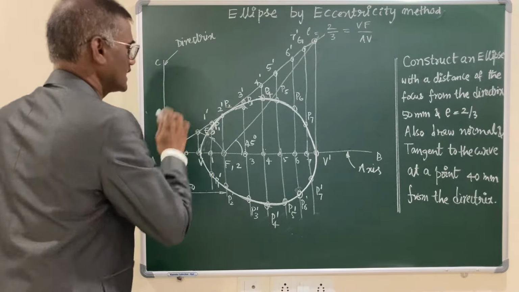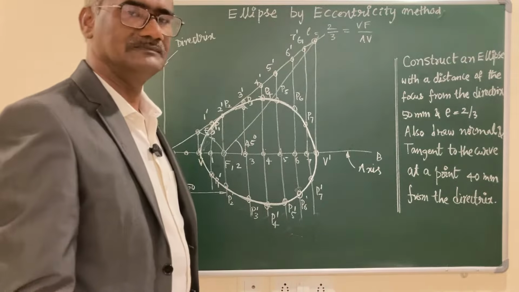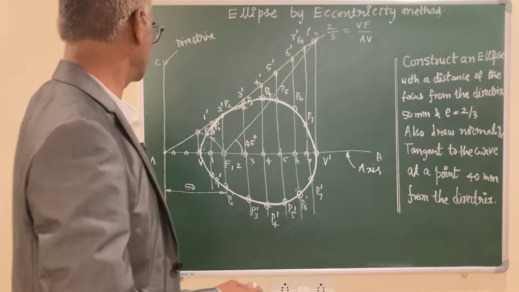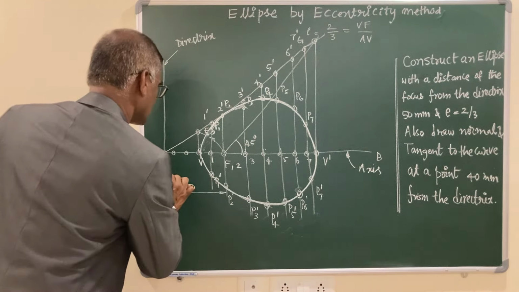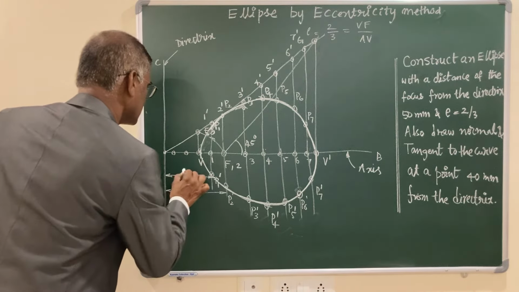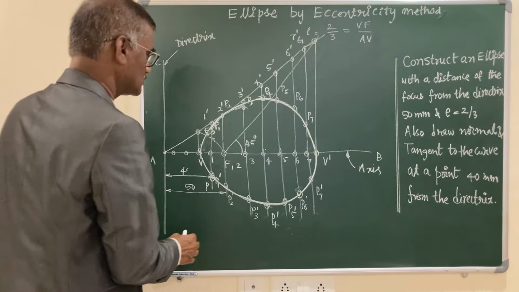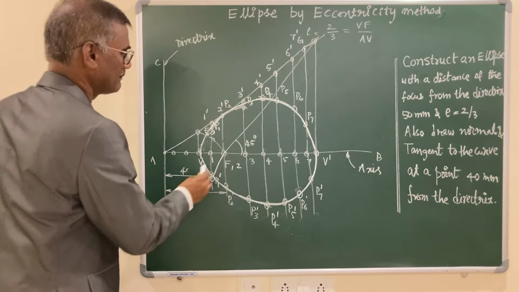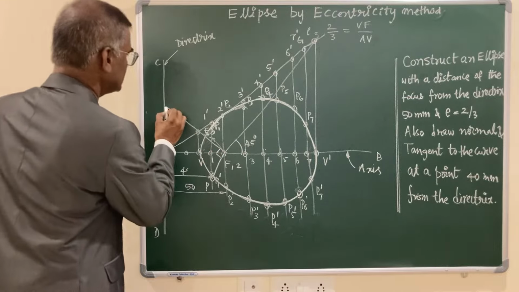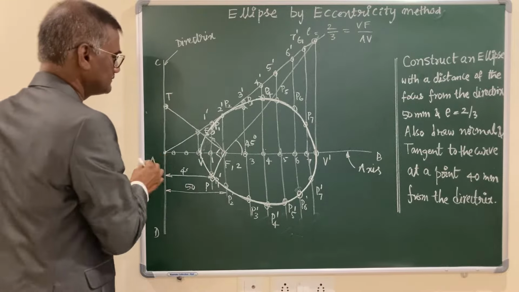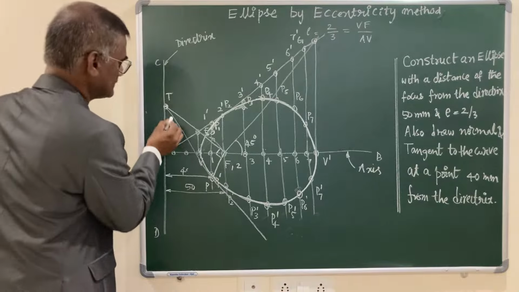So you got the required ellipse. Now it asks to draw the tangent and normal, and the distance from the directrix, the fixed line, is given as 40. So somewhere here, from this line, it is 40. Locate this point on the curve, which you call P. Join P with F and erect a perpendicular to this line using the mini drafter. This is 90 degrees, and this point is your T. Join T with P, and that is your required tangent.